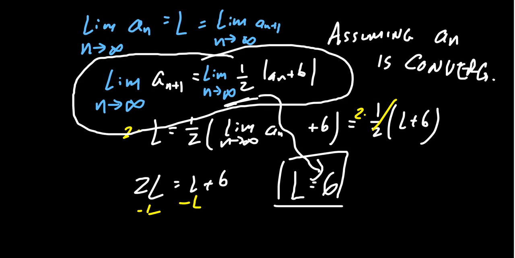But what if the sequence is divergent? If the sequence is divergent, this same equation would lead to 6, but the limit's not 6 if the sequence is divergent, because divergent means the limit doesn't exist. So this calculation is only valid if we know the sequence is convergent. There can be divergent sequences which are recursive, that if you apply this idea of taking the limits of both sides, you will end up with a number, but that's not the limit because it's divergent. We can only do this calculation if we know the sequence is convergent, and that's why the monotone convergence theorem was necessary.